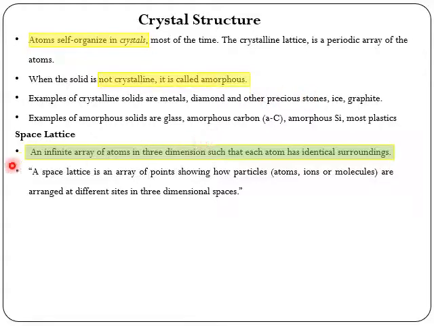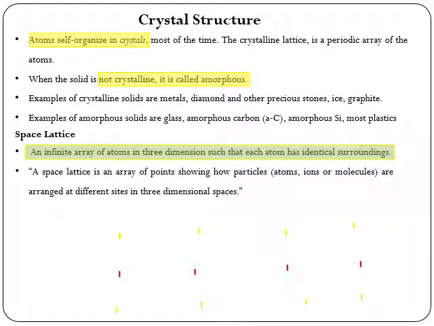A space lattice is nothing but an infinite array of atoms in three dimensions, such that each atom has an identical surrounding. For example, imagine areca nut planting, where they keep a proper distance between each plant. One will be here, one here, one here, and in a similar way again one here, one here, like that.